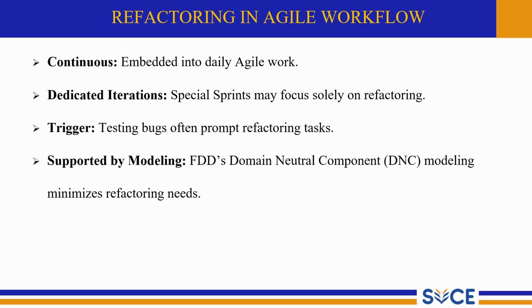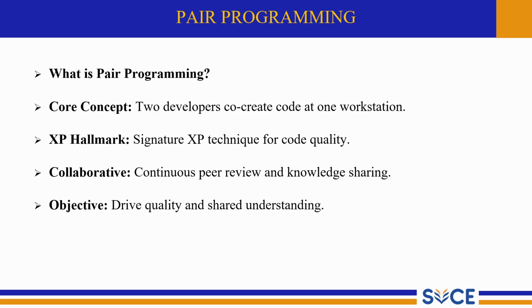And next we will see pair programming. What is pair programming? Pair programming is an agile software development practice where two developers work together on the same code at one workstation. It is a collaborative method that improves both the quality and learning within the team.